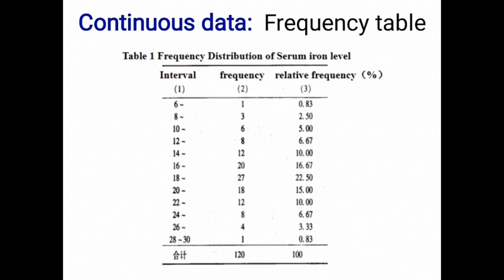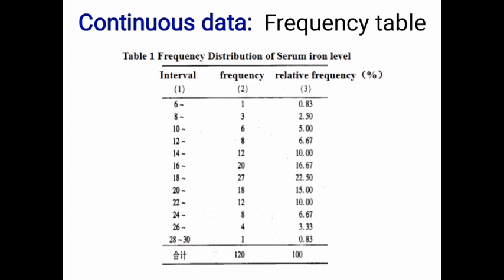Besides, the low bound of the first interval must be smaller than the smallest value. And the upper bound of the last interval must be larger than the largest value, so that all the intervals contain all possible values and don't overlap. After we determine the low bound and upper bound of each interval, the next task is to count the frequency of each interval and then calculate the relative frequency of each interval.